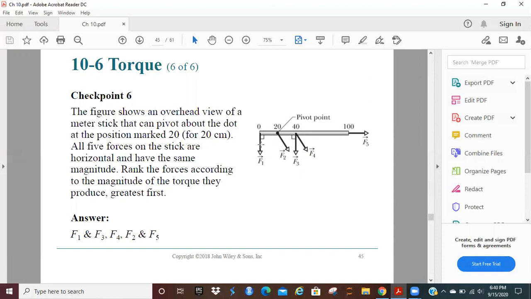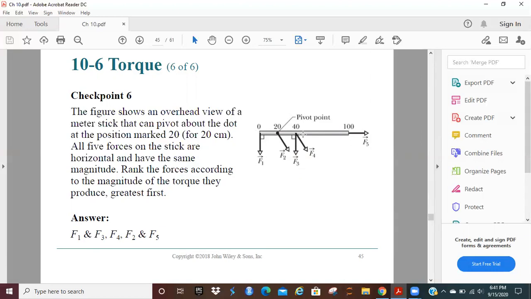Well, you have a force being applied this way and a force being applied this way that are equidistant away. Both of these are at right angles to this particular arm. Because of that, you're going to get the maximum amount of torque out of these. That's why they're listed first.